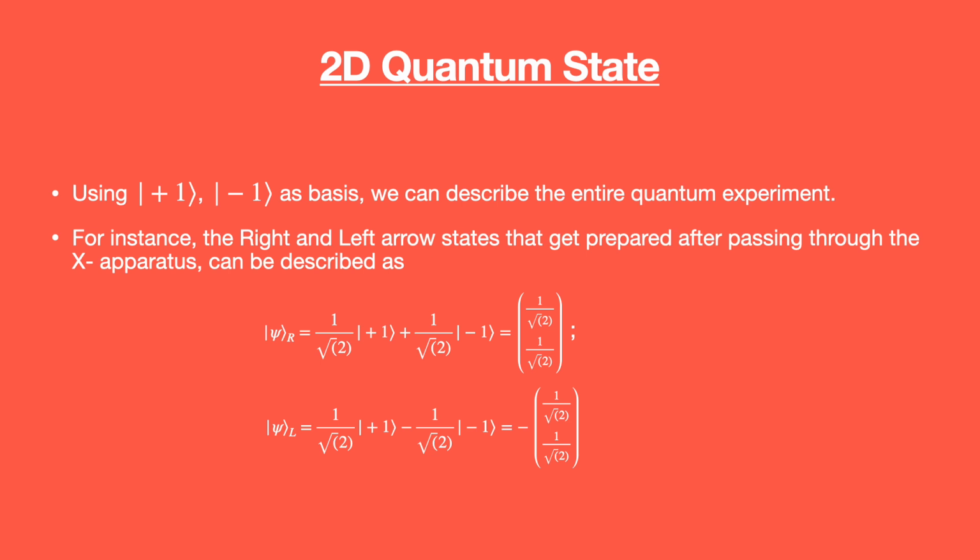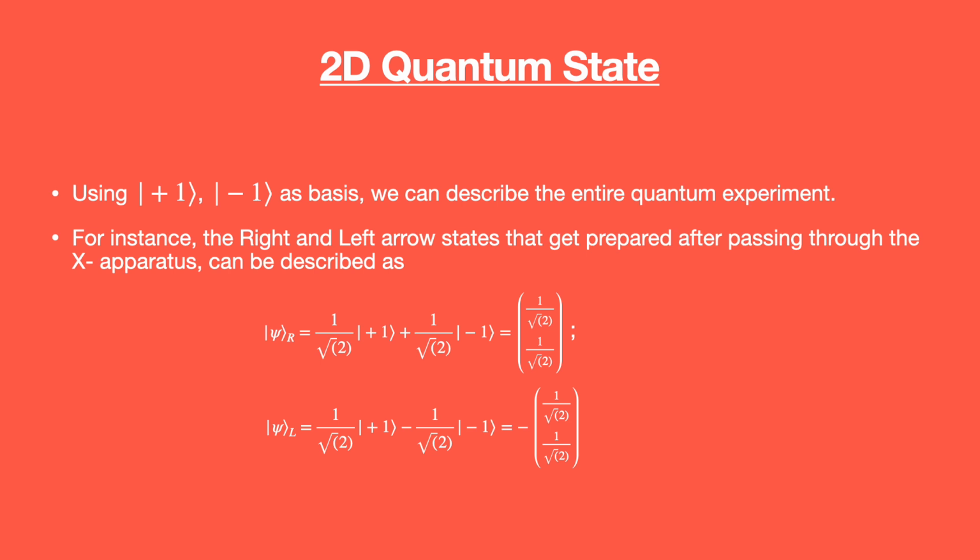Now, if we use a simpler representation and perhaps describe the up arrow as a +1 state and the -1 state as the down arrow, and we've been using this as the basis for our two-dimensional vector space, our claim is that we can describe the entire quantum experiment just using this two-dimensional vector space.